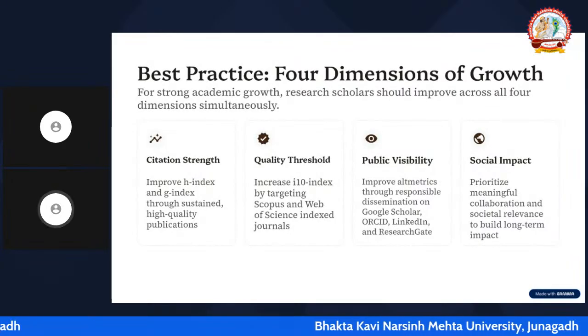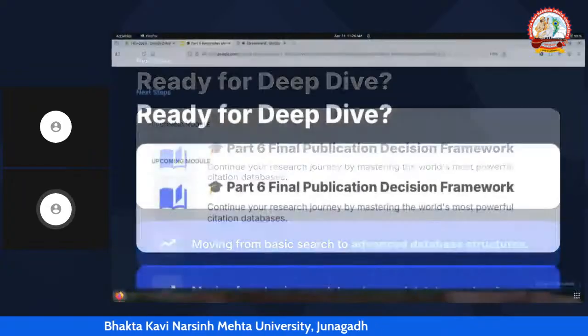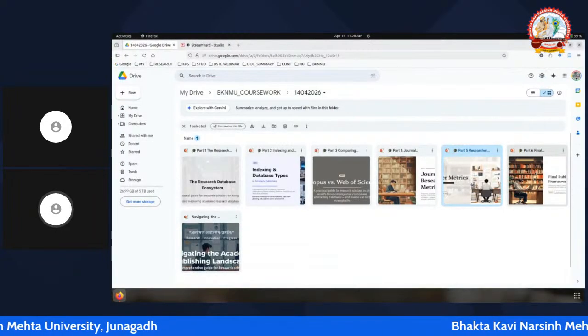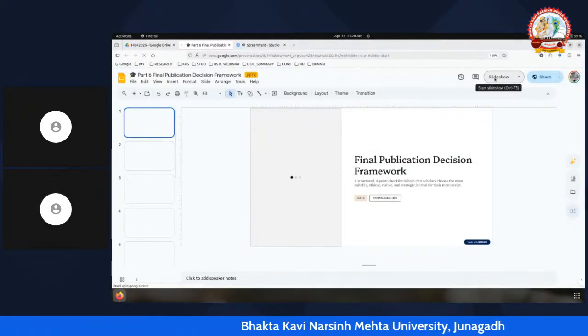Best practices for these particular citations, and we now have the last segment. After that, we will conclude our session. Within 3 or 4 minutes, we will conclude it.